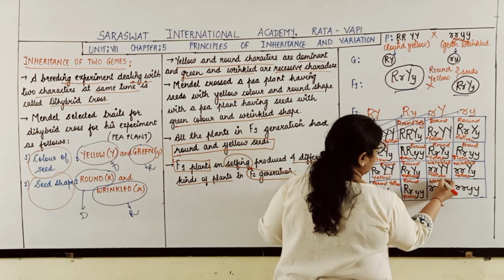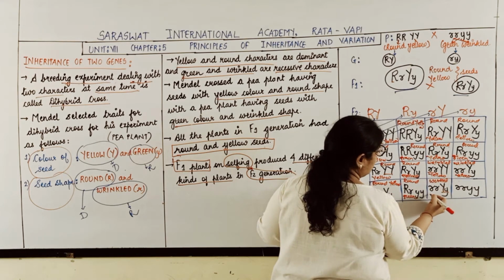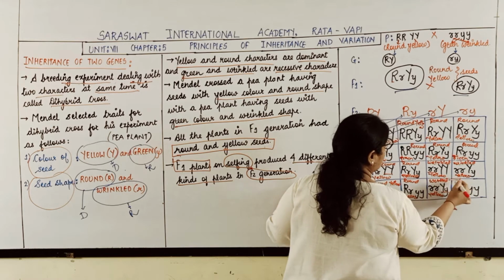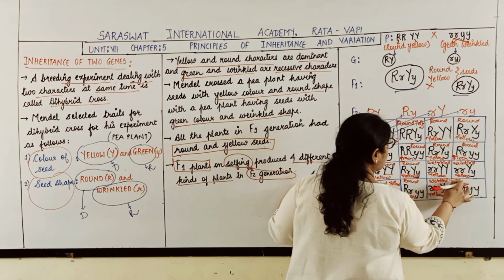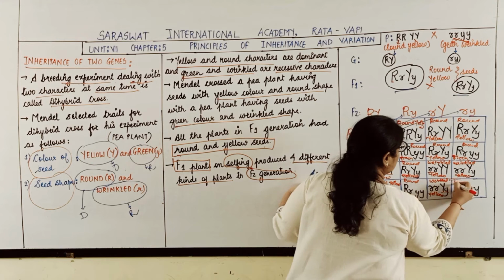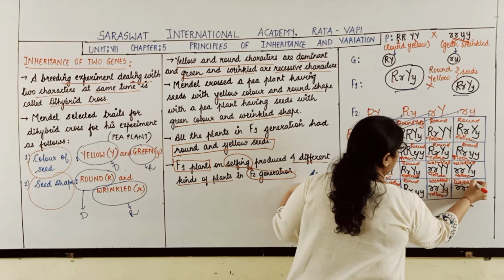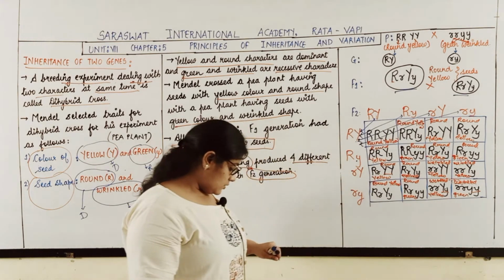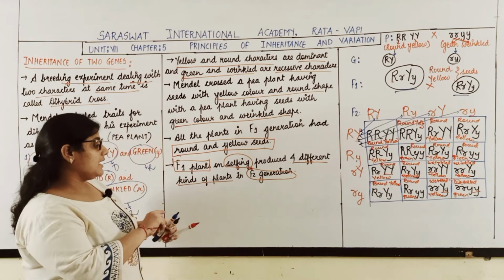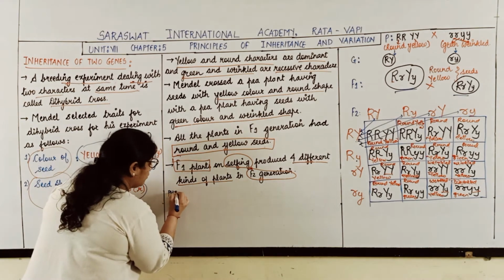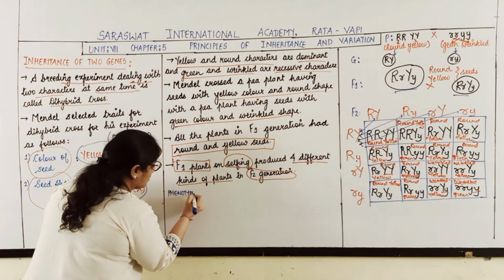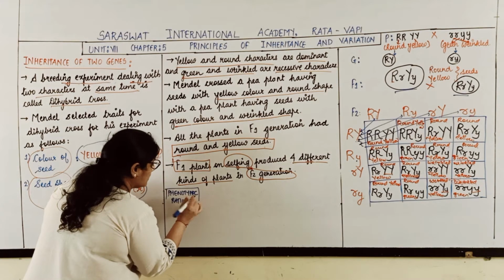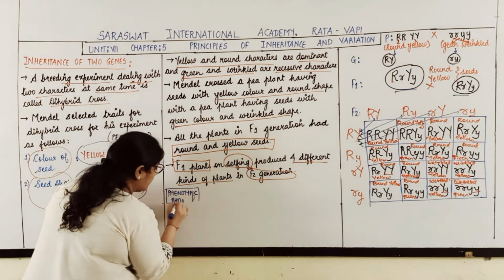Here wrinkled. This stands for yellow. And finally this is wrinkled, and this stands for what, students? Green color. Now students, see here, we will study the phenotype ratio. What is the phenotypic ratio obtained here?